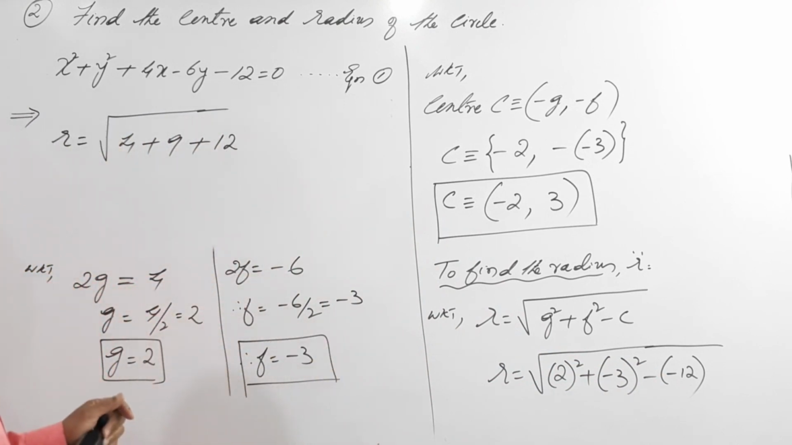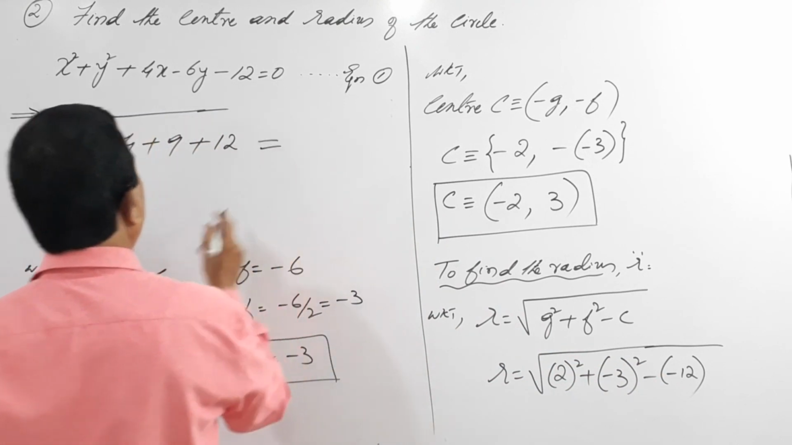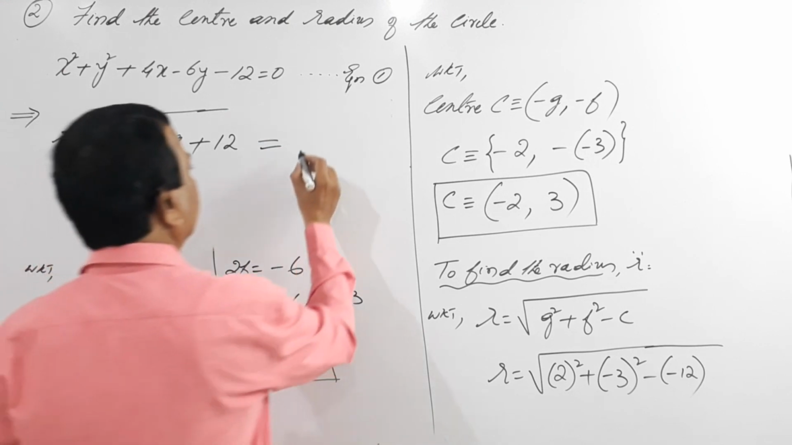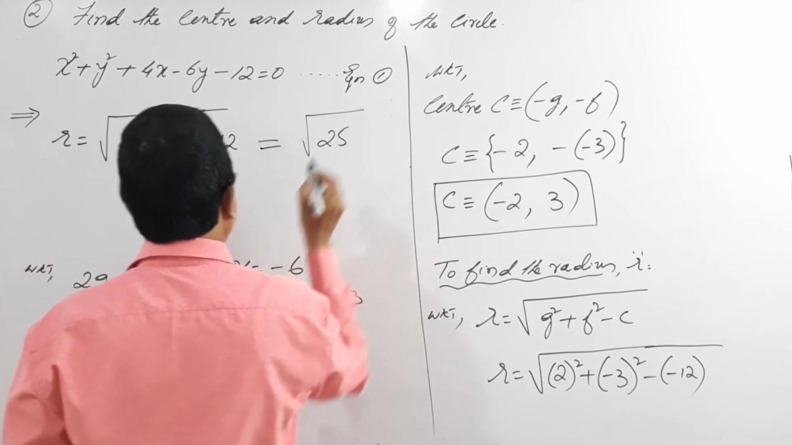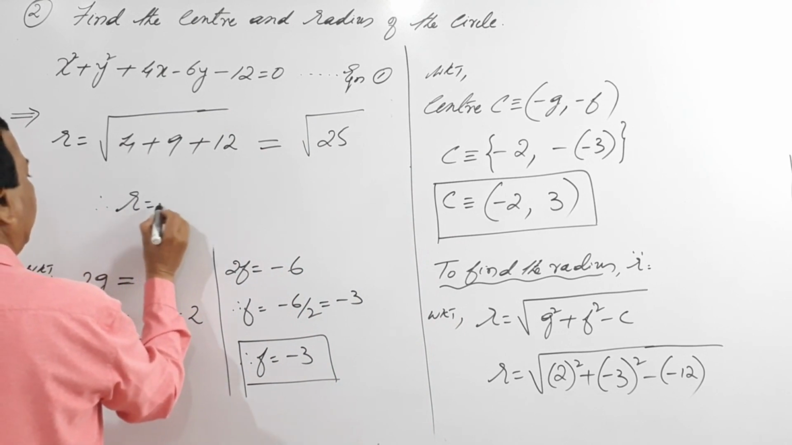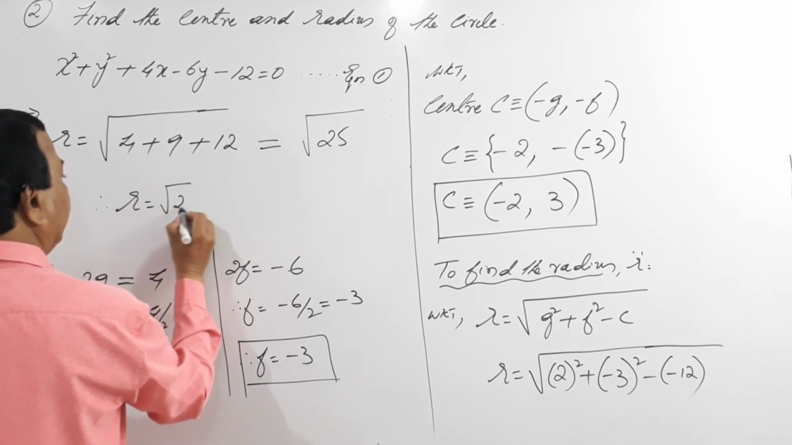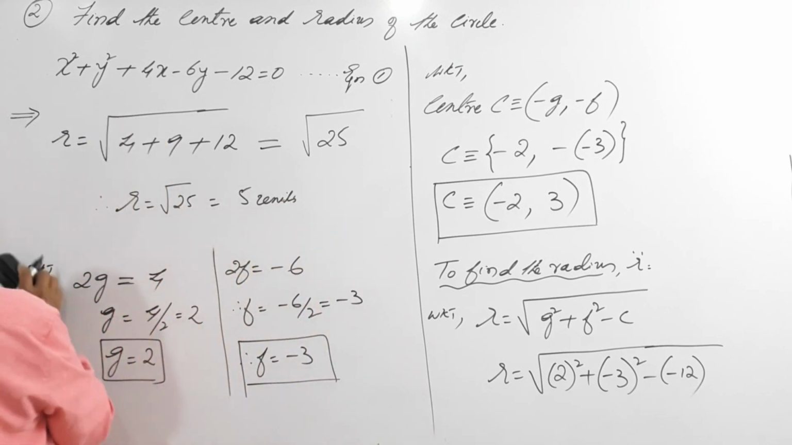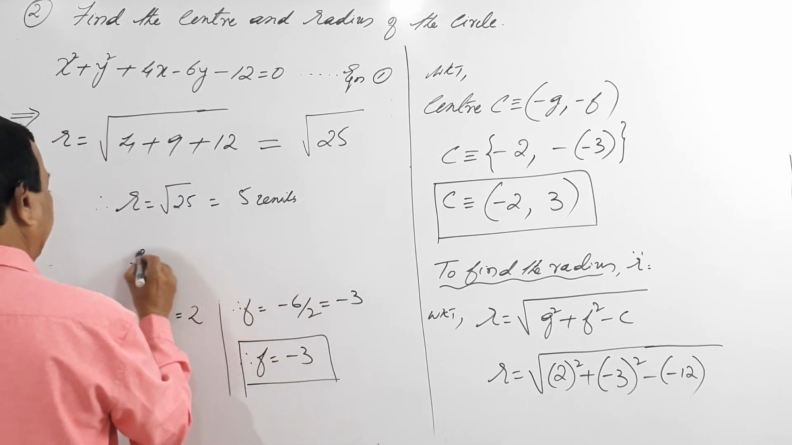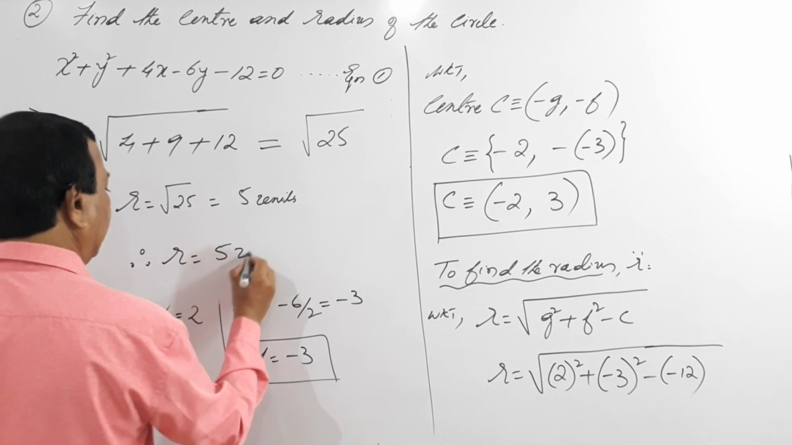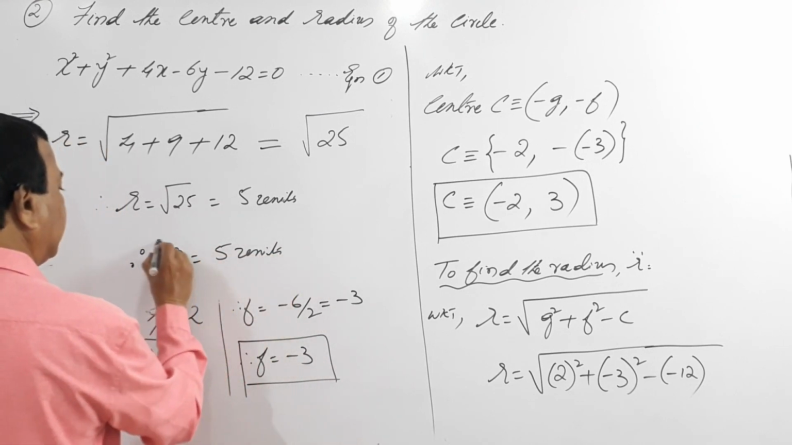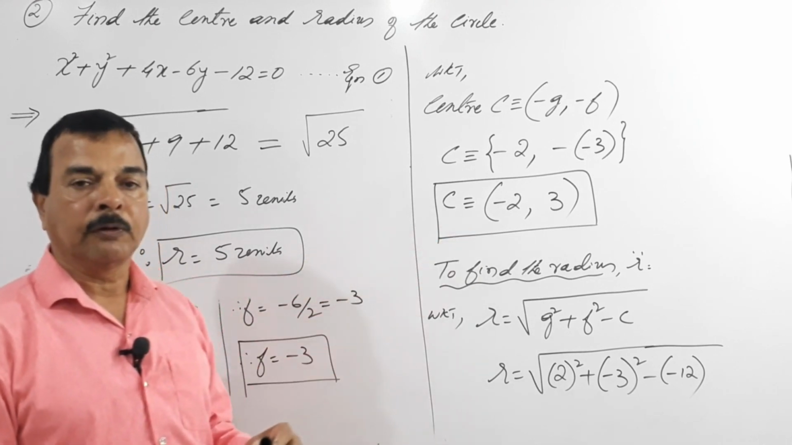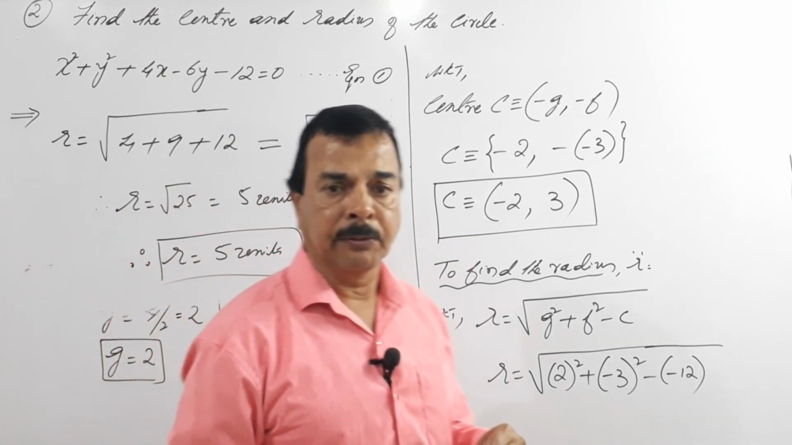So there is nothing in the denominator. What happens to this? 4 plus 9 is 13. 13 plus 12 is 25. Therefore, R equals the square root of 25, that is nothing but 5 units. Therefore, R equals 5 units. So you have got the radius as well as the center point of the circle. This is what the examiner wants from you.